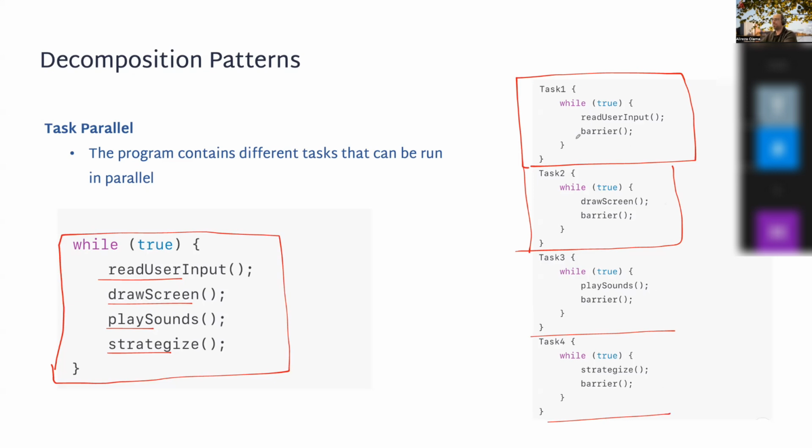And we just use a barrier here to make sure that all threads are at the same position. So this is a simple example of task parallelism, or task decomposition.